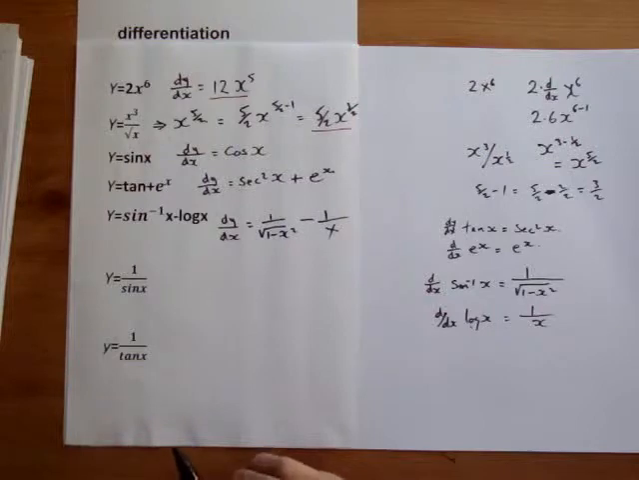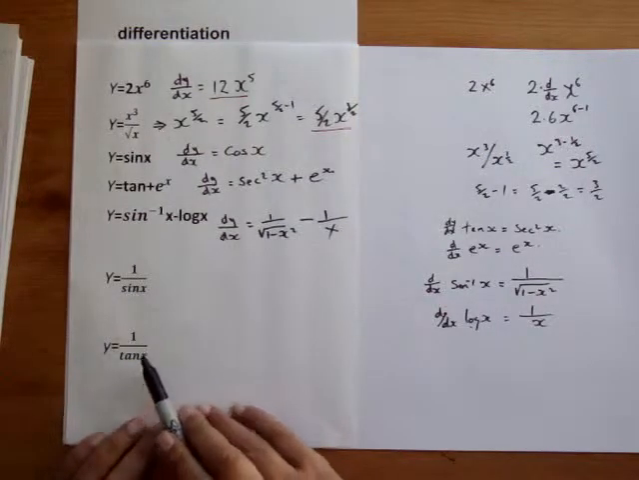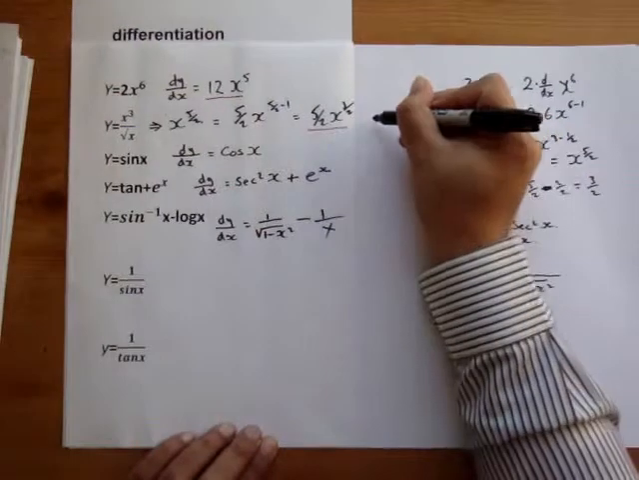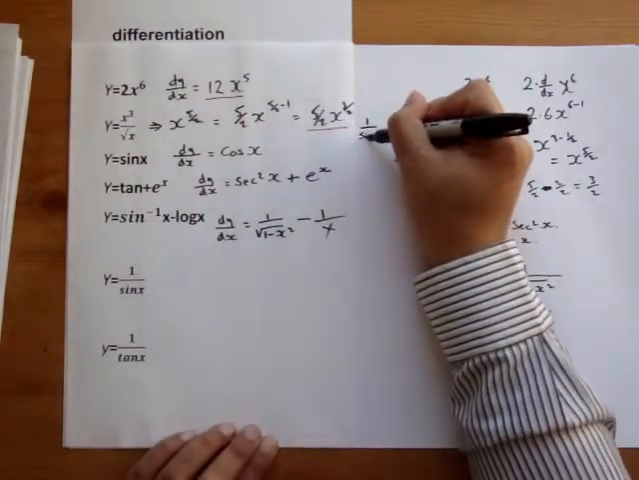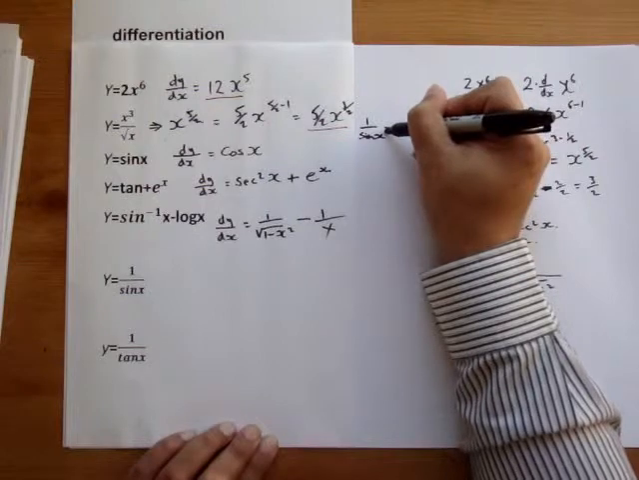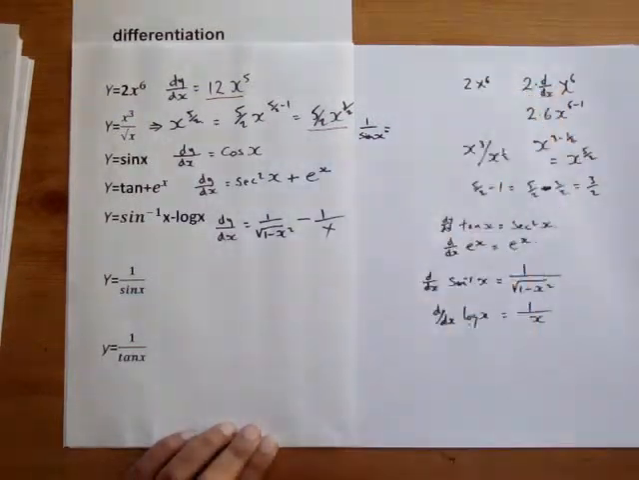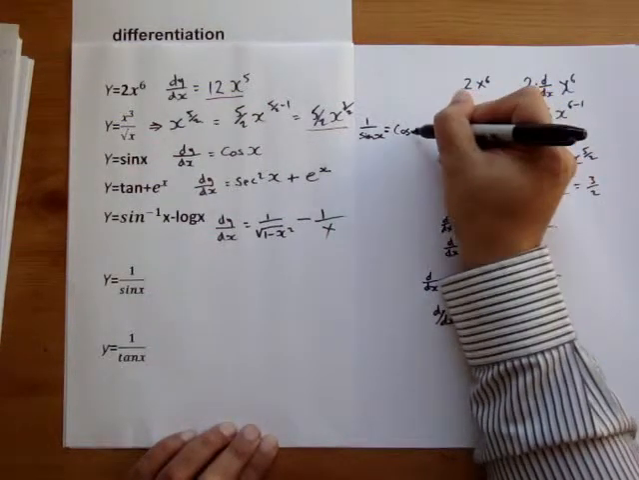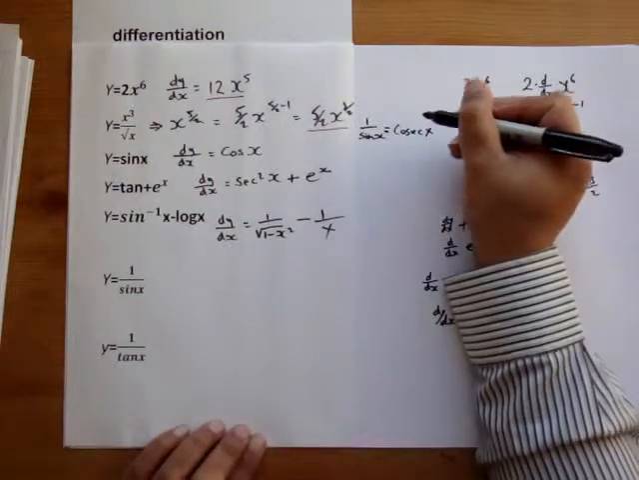Now when we have a function in a denominator, as in these two, we cannot differentiate it. So what do we do? We make it into a form that we can differentiate, something that we know from our list of common derivatives. So what is 1 over sine x? So 1 over sine x is cosec x, and cosec x we can differentiate.